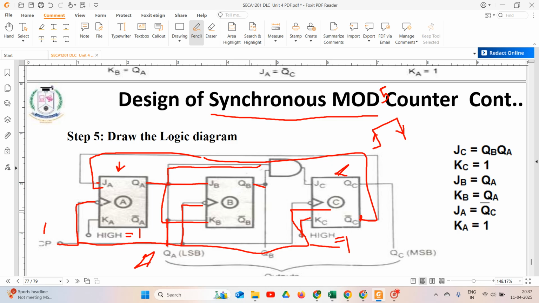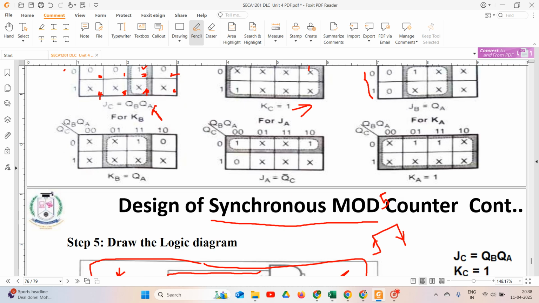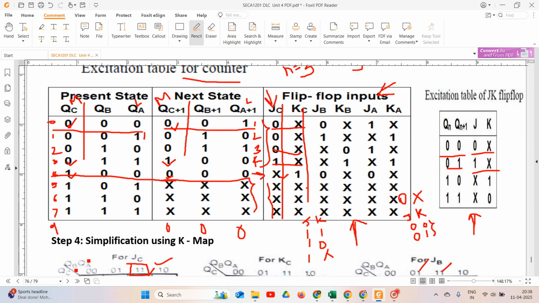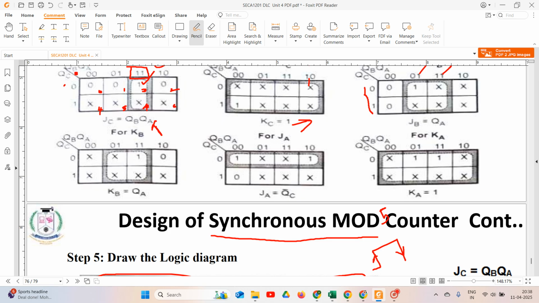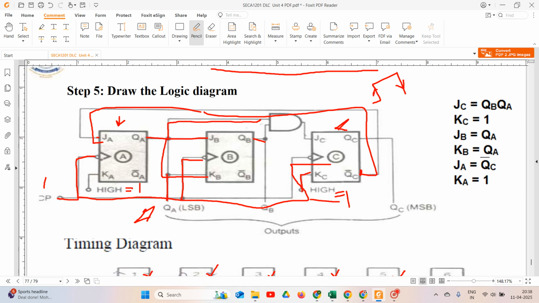So after that, QA, QB, QC are my outputs. This is my LSB, this is my MSB: QA, QB, QC, right? Then after that we have to draw the timing diagram, right?